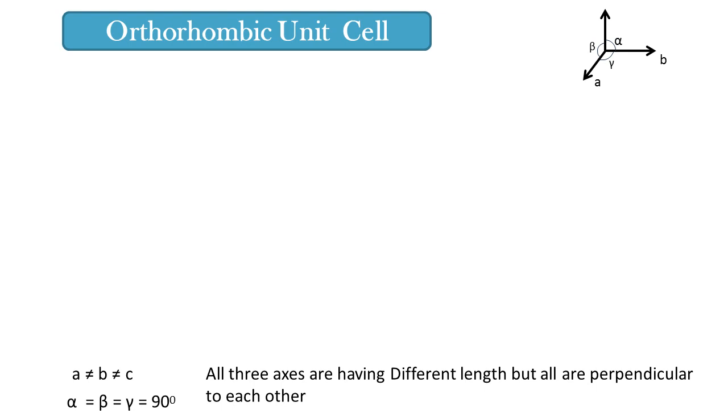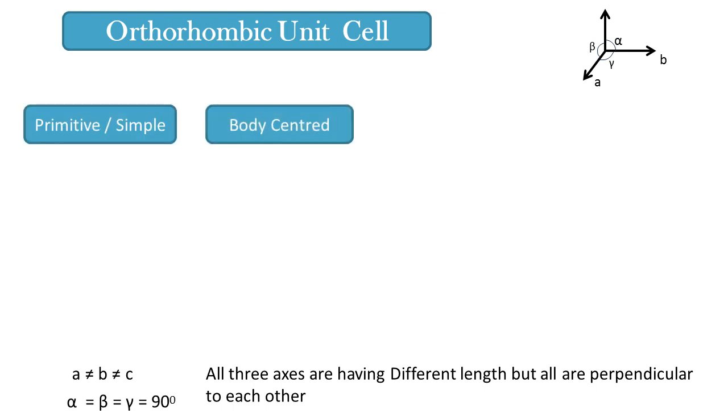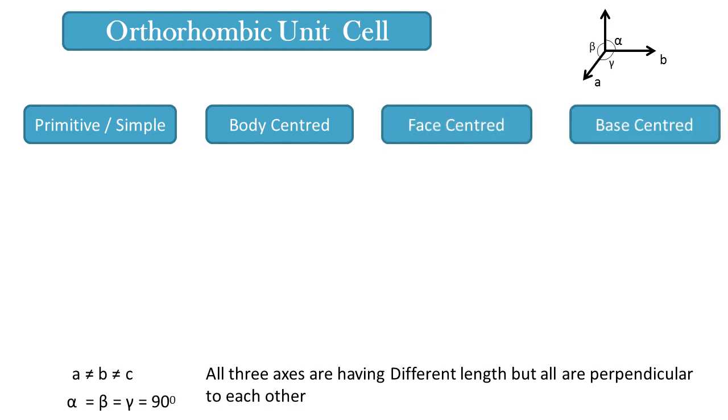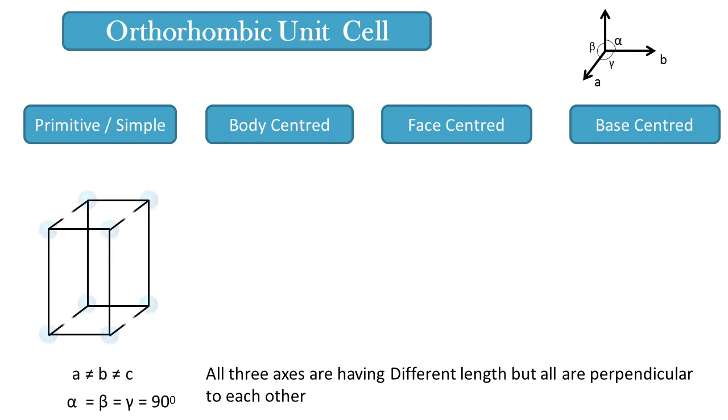Orthorhombic system consists of four kinds of crystal lattice. First one is primitive or simple, second body centered, third one is the face centered, and the last one base centered. Simple orthorhombic cell has particles at corners only.